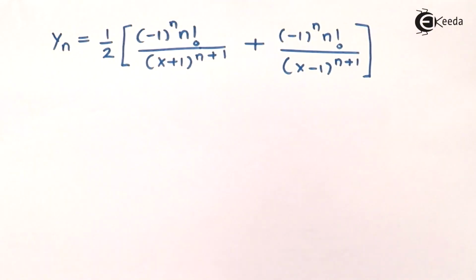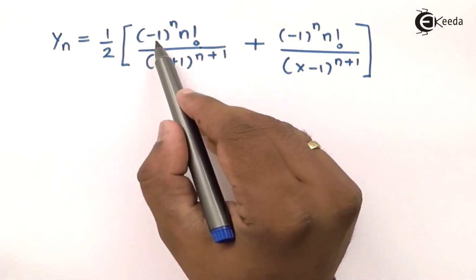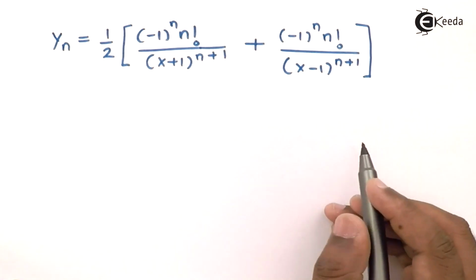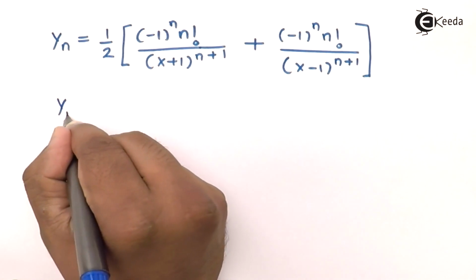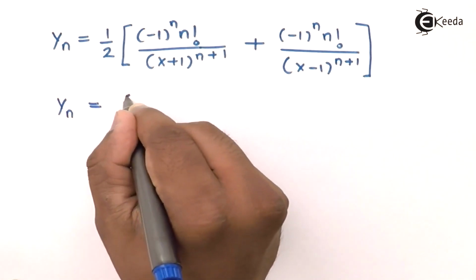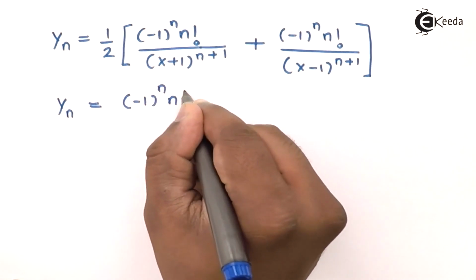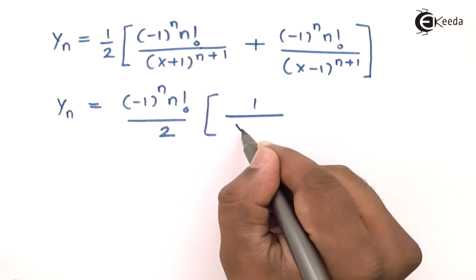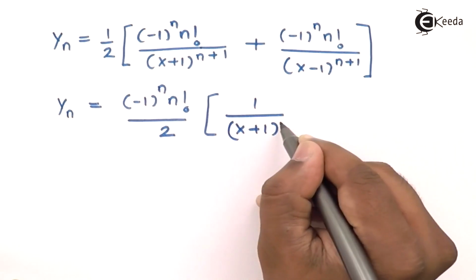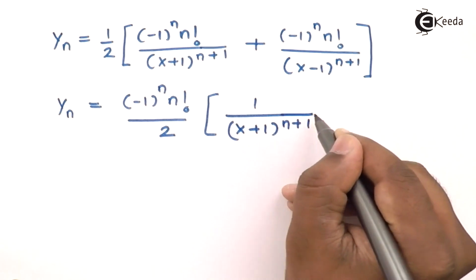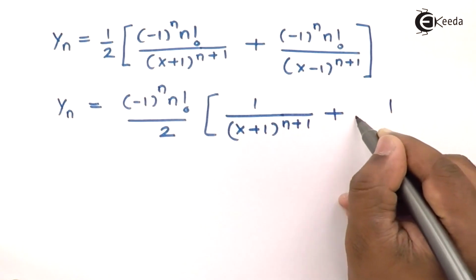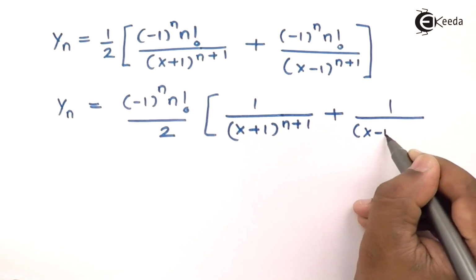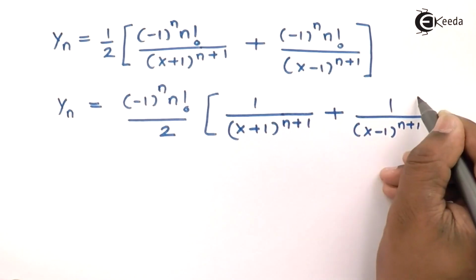Now guys, from these two functions we can take minus 1 raised to n into n factorial common. So we will get value of yn as minus 1 raised to n into n factorial upon 2 into 1 upon x plus 1 raised to n plus 1 plus 1 upon x minus 1 raised to n plus 1.